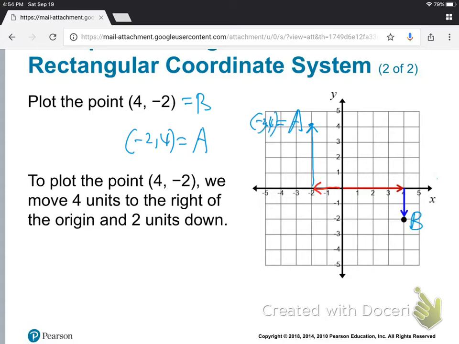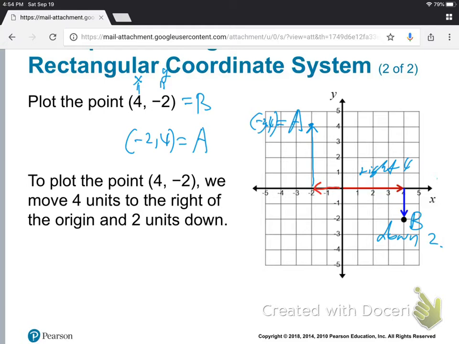Now let's look at point B. For point B, first x is 4, so left or right, we need 4. So we go right 4 units, and then up or down is negative 2, so we go down 2. So it's right 4 and then down 2. So we have 2 movements to get a point.